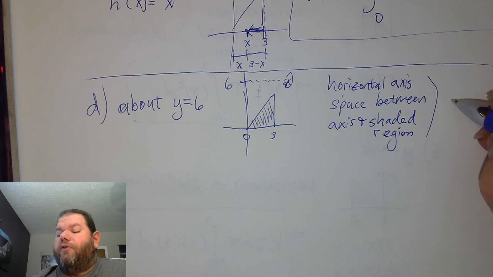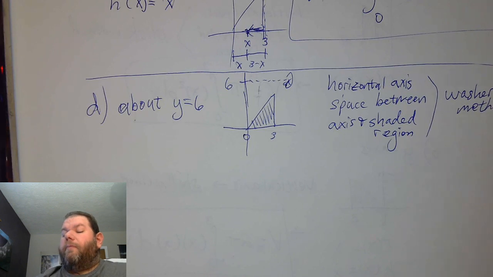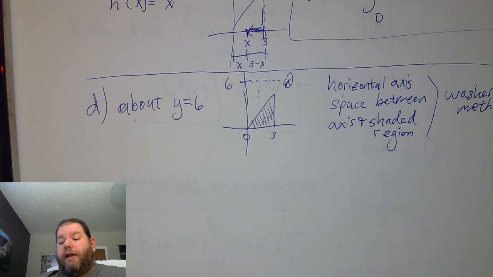So our interpretation there is we want to use a washer method. Knowing that we have a horizontal axis, that already narrows it down to disk or washer, and from there it's a matter of if there's any empty space between the shaded region and the axis of revolution. And since we have that empty space here, that's why I would use a washer method specifically.